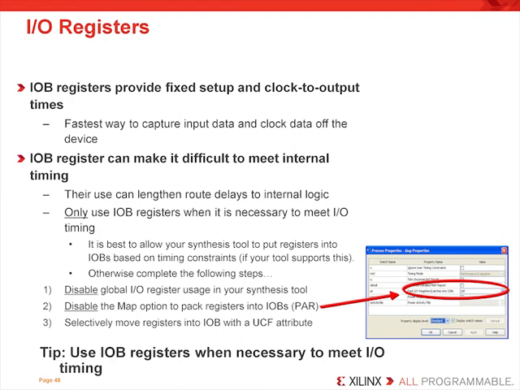To turn off the use of the IOB registers, globally disable it in your synthesis tool and in the mapper as shown in the screenshot from within the ISE tools and XST. Then, if you need some registers in the IOBs, you can use the UCF attribute placed on each individual register specifically.